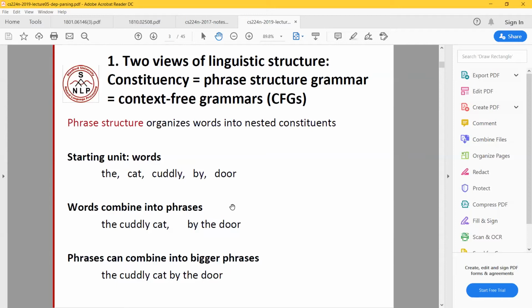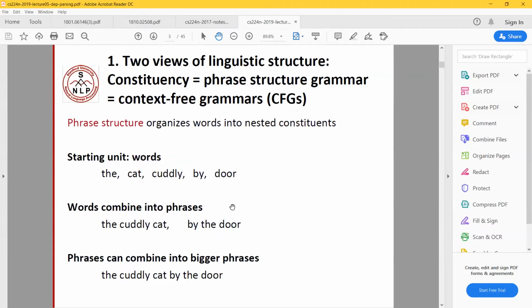Context-free grammar is kind of rules that we can use to build sentences. For example, a verb can have a noun after it. Here, in the cuddly cat, the is a determiner, and cuddly is, for example, an adjective. This is kind of context-free grammar, rules that we use to build sentences. So he suggests that we always look at the sentences of the language in order to build these context-free grammar rules.